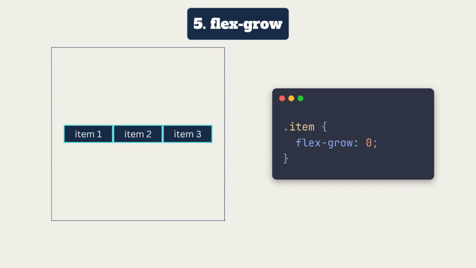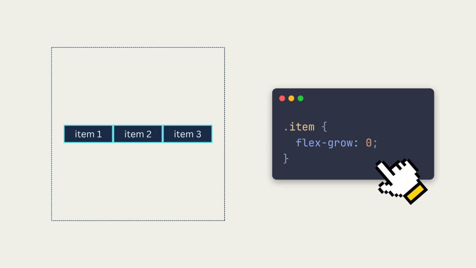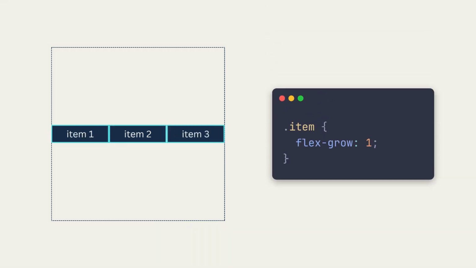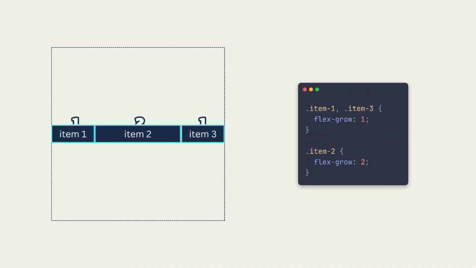Second, flex grow. Use it to allocate the remaining space of the container. The default value is 0. The elements take as little space as possible. Setting the values to any non-zero number makes the items grow and take up the remaining space of the container. You can adjust the value of each item to make it take more or less space.